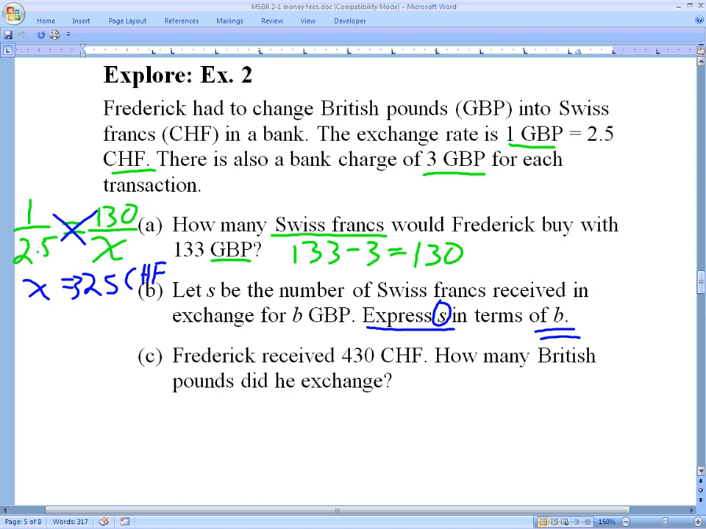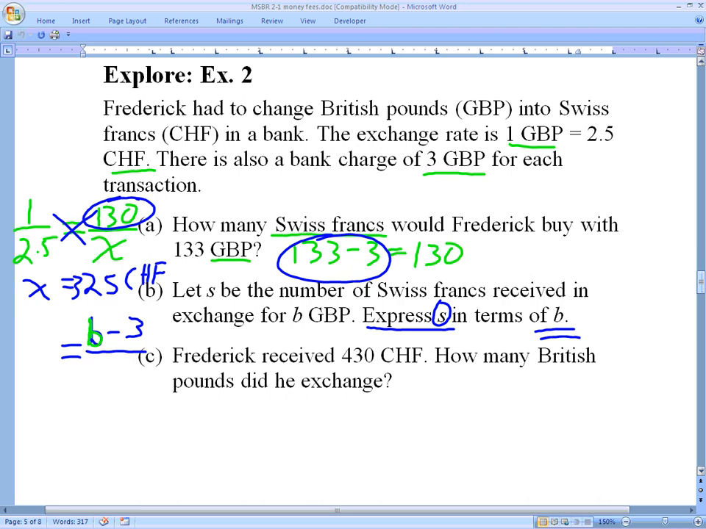So what's the thing that we need to do? Let S be the number of Swiss francs received in exchange for B Great British Pounds. So we start off with B Great British Pounds. The first thing we have to do with our B is we take away 3. And I'm sort of relating this to what we just did here. We had 130. Where did that really come from? It came from having 133 and taking away 3. So this time we don't have 133 Great British Pounds. We just simply have B Great British Pounds right here. And so we take away the 3 as our flat fee.